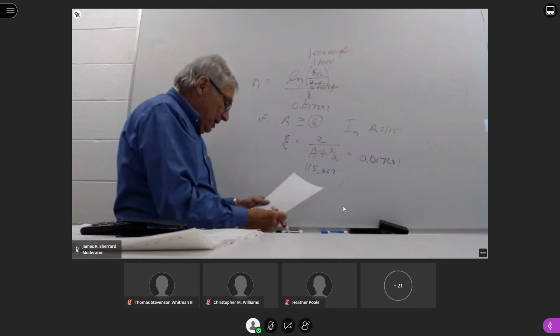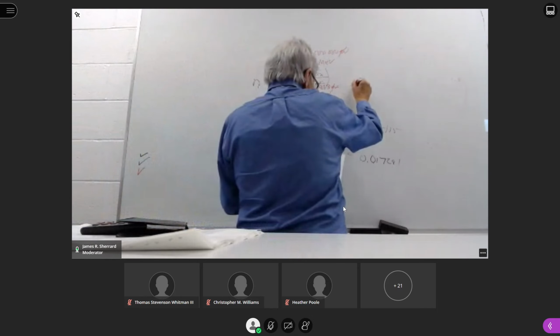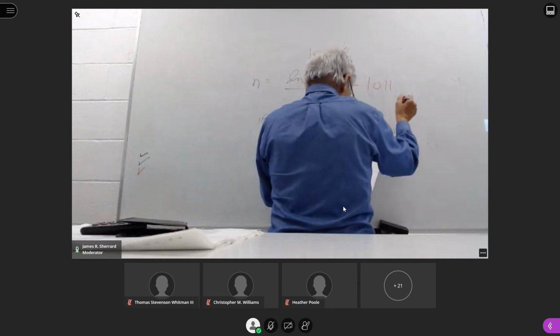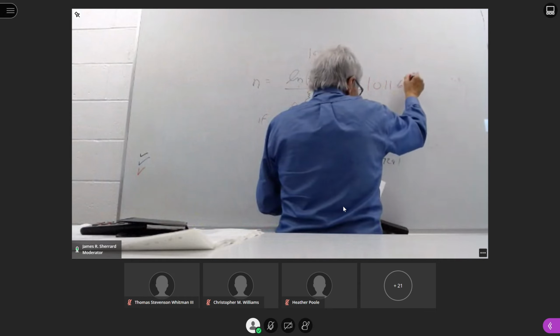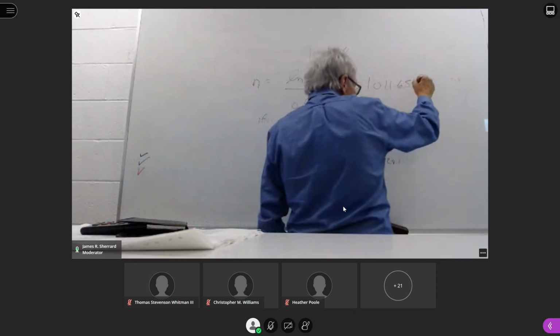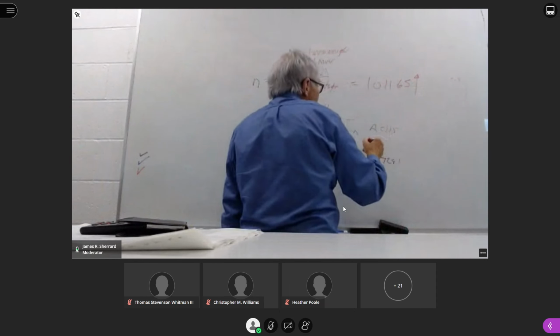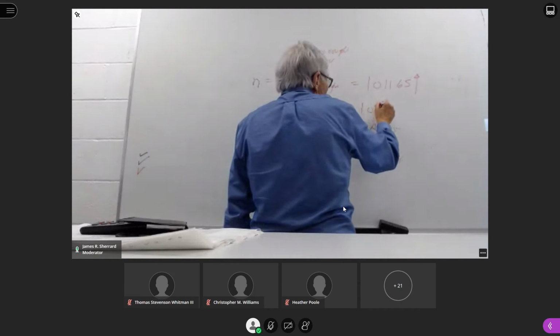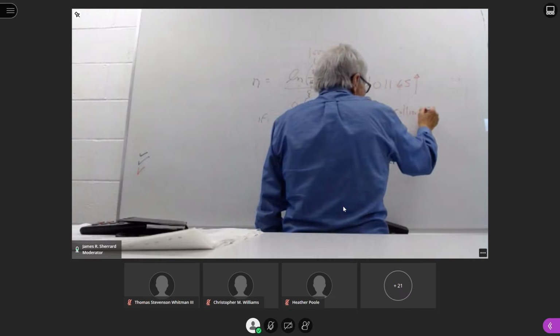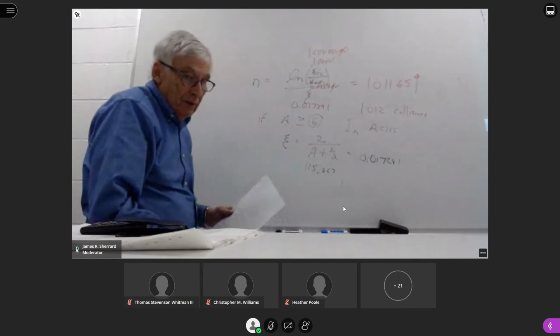When you did the math on that, I had this come out to be 1011.65 collisions. But we know whenever we have a fraction, we always round up. So the answer was 1012 collisions.